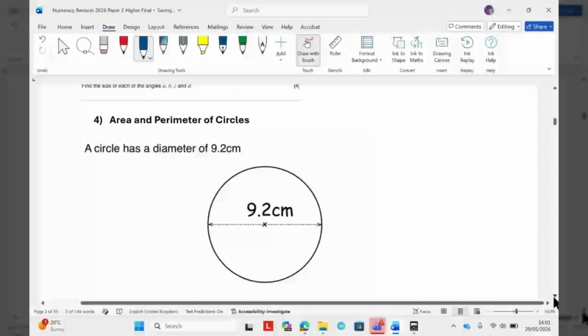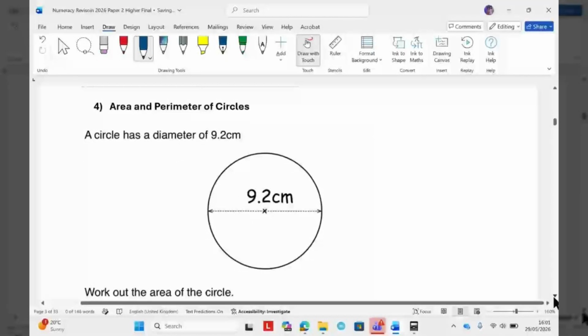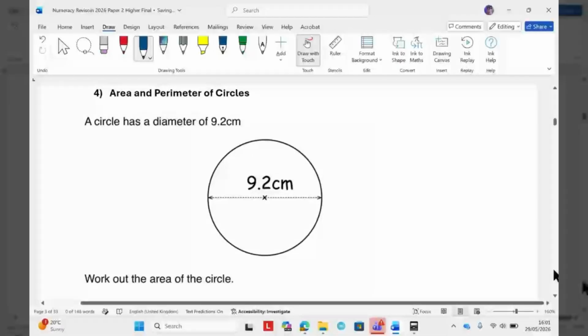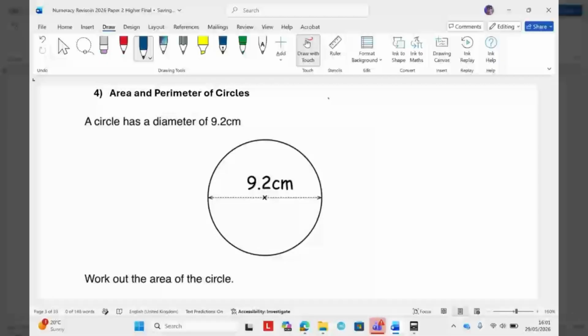Let's move on to some circles, area and perimeter of circles. Look, this is just a reminder in paper 2 that we must get something like a circle or a semicircle or something. Just a reminder that the area of a circle is pi times the radius squared, okay? And the circumference of a circle, so the distance around the edge of a circle, is pi times the diameter. Cherry pie is delicious, apple pies are too.